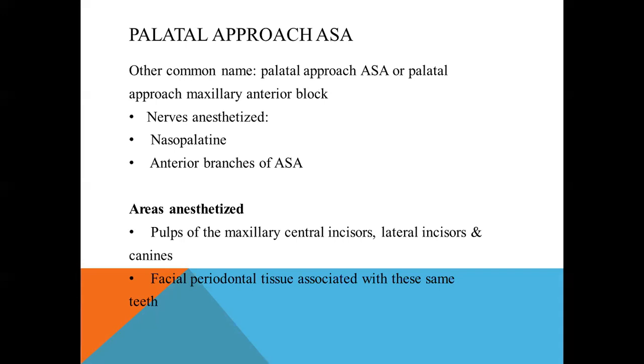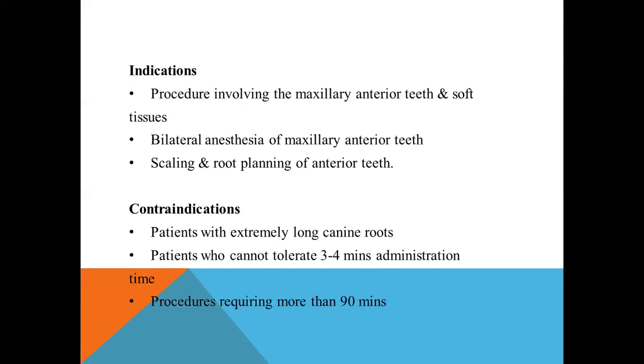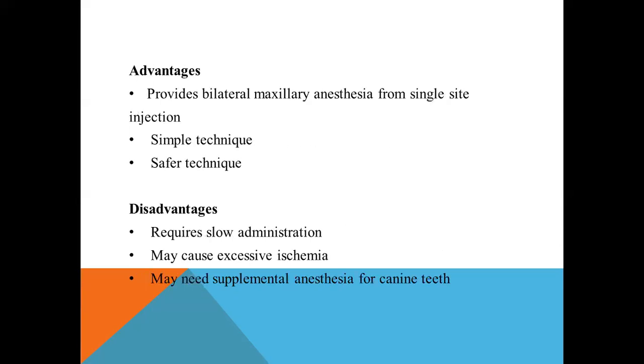Coming to the palatal approach to ASA, the nerves anesthetized will be the nasopalatine and anterior branches of ASA. The area anesthetized will be the pulp of the maxillary central incisors, lateral incisors and canine, and the facial periodontal tissues associated with the same teeth. Indications: procedures involving the maxillary anterior teeth and soft tissue, bilateral anesthesia of maxillary anterior teeth, scaling and root planing. Contraindications: patients with extremely long canine roots, who cannot tolerate 3 to 4 minutes of administration time, or procedures requiring more than 90 minutes.